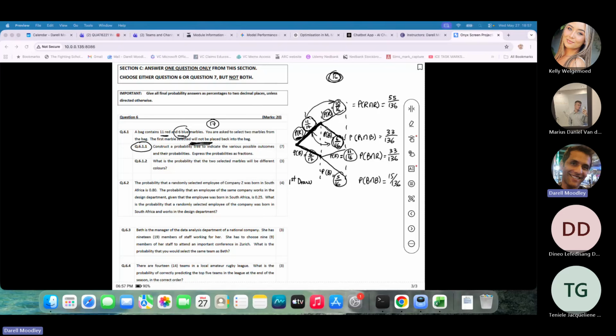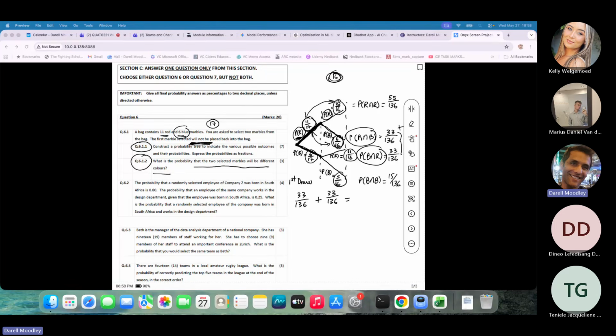Now, question 6.1.2, you can use the result from your probability tree to answer this. What is the probability that two selected marbles will be different colors? Now, there's only two cases where they're different colors, and that's here and here. Now, it's those two cases that we're interested in. So all we need to do to find that answer is we add those probabilities up. And if you add those two probabilities up, that's your answer. So the answer is 33 over 136 plus 33 over 136.